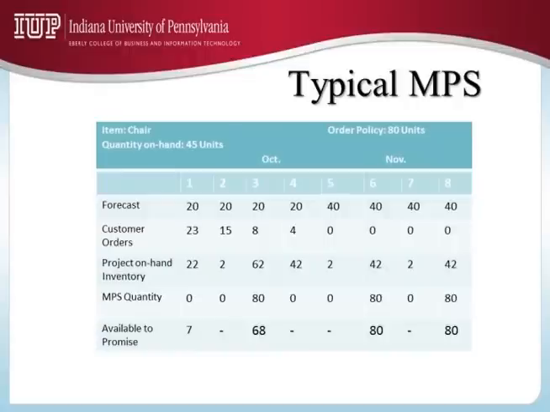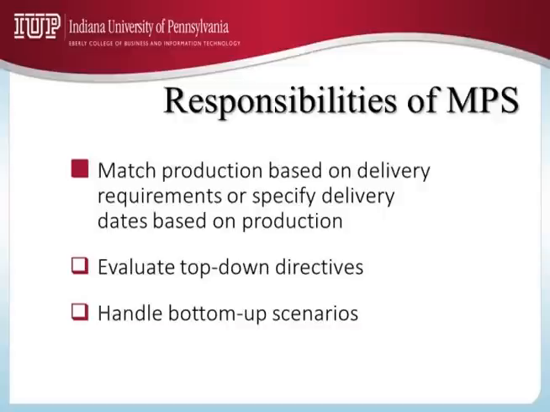In some companies, you may decide when you are producing certain products and what quantities, based on which the customers can specify the deadlines. In some companies, you may decide when to produce and how much to produce, based on which the salespeople can tell the customers when they'll be receiving their orders, as opposed to asking when the orders need to be shipped and coming back and planning the production. That is what this bullet is talking about. Either match production based on delivery requirements or specified delivery dates based on production.